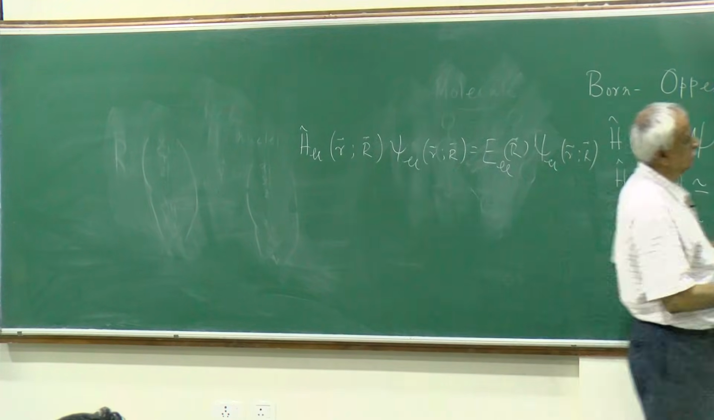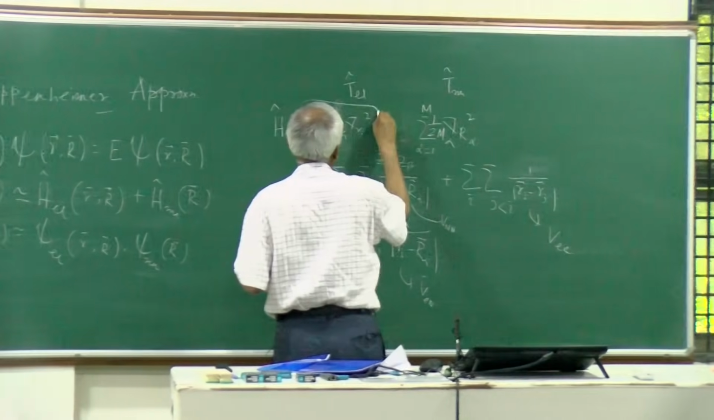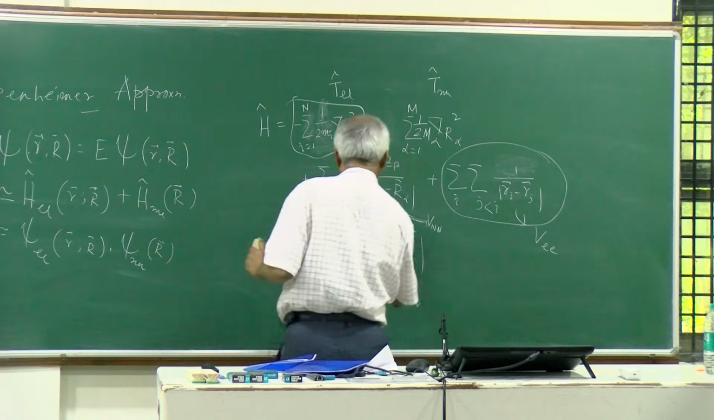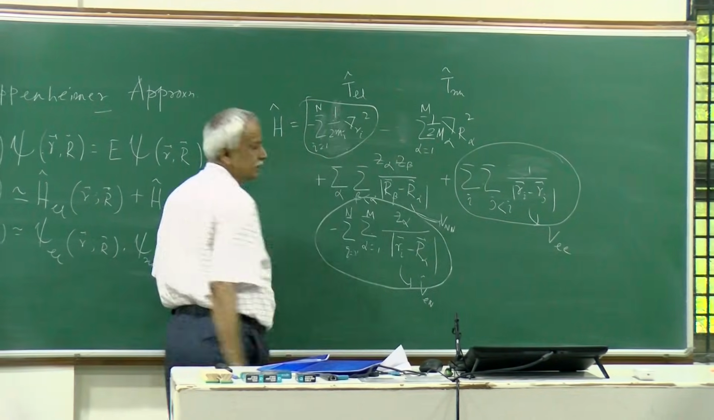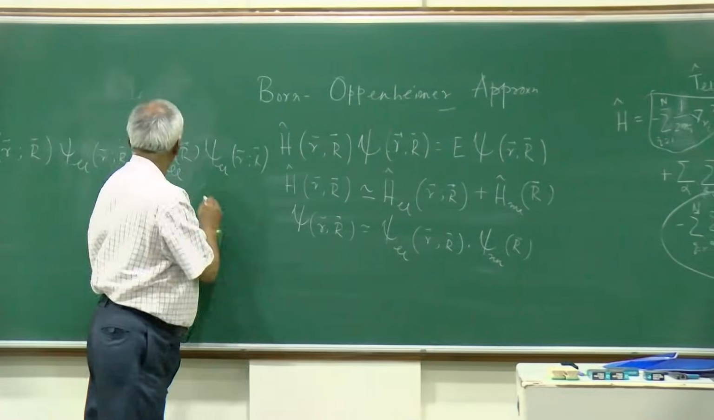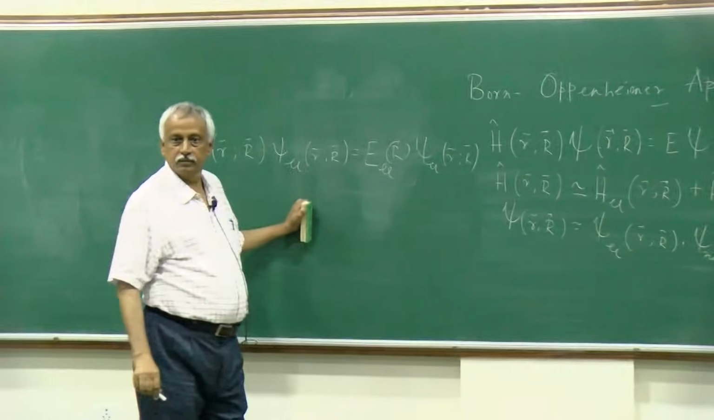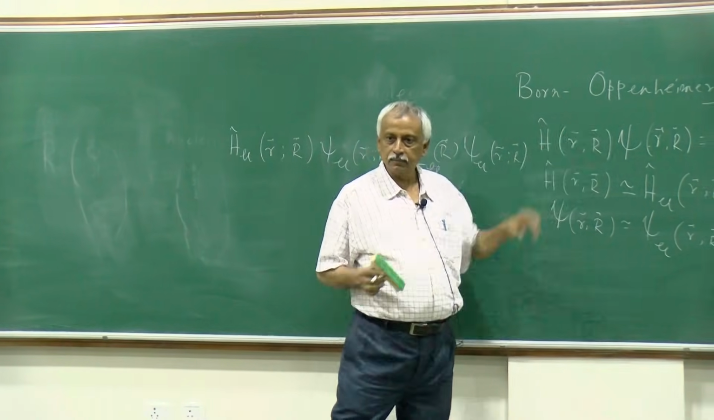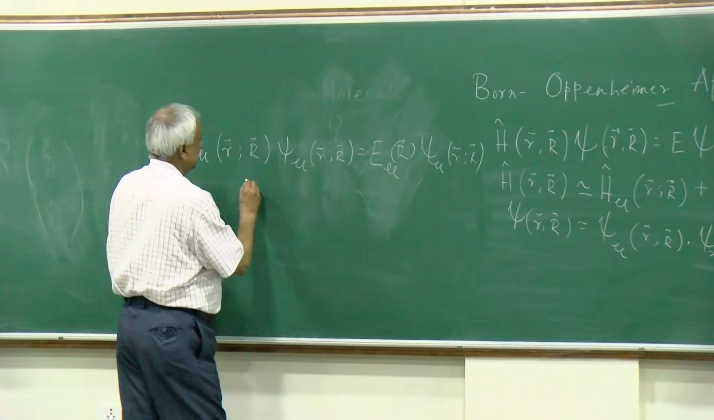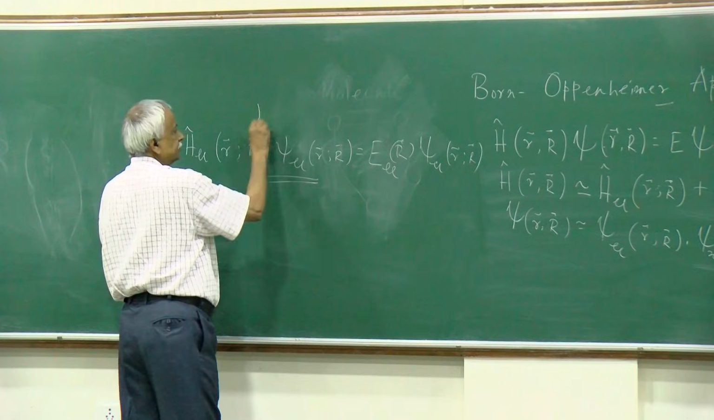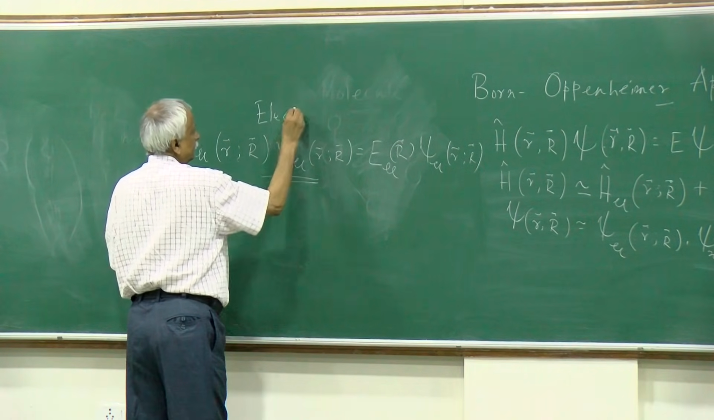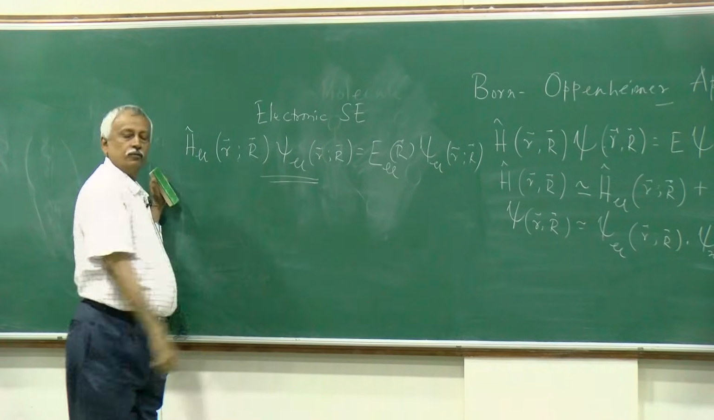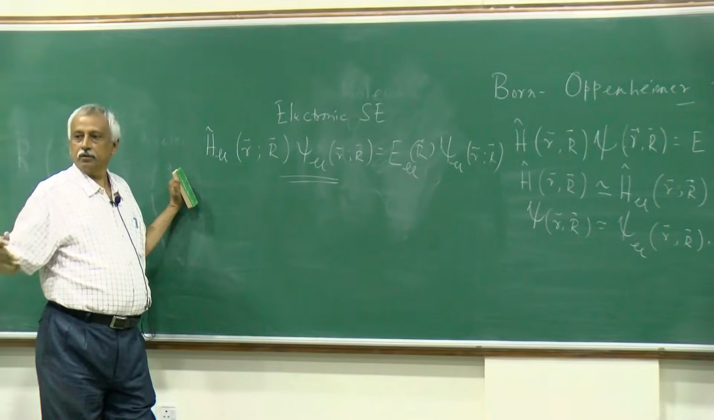So here, if I take this term, then this term, and then this term, these three together will give me the corresponding electronic Hamiltonian. Now if I substitute all these into this equation, this is your electronic Schrodinger equation, and this we solve when we talk about the electronic structure calculation.